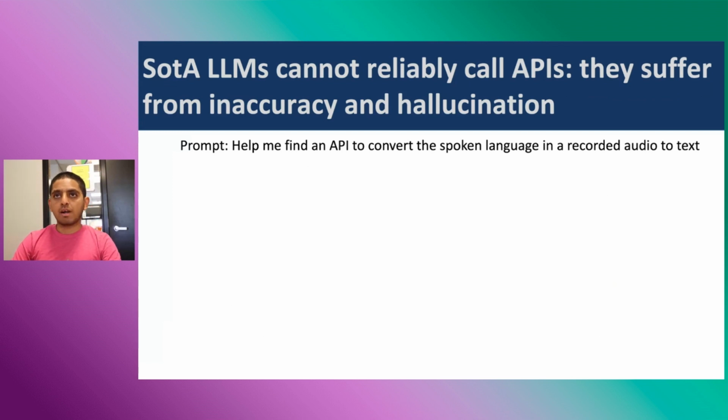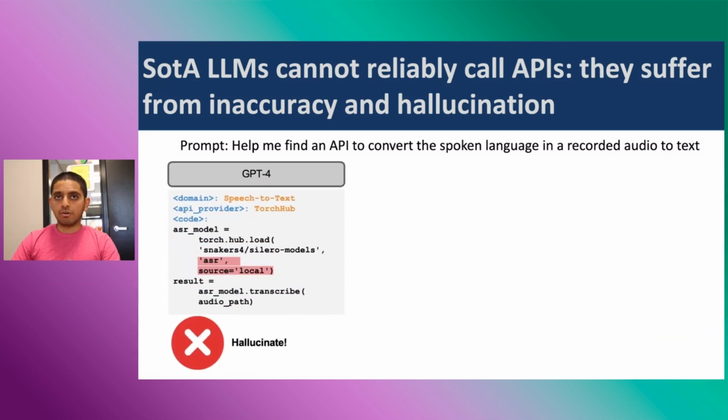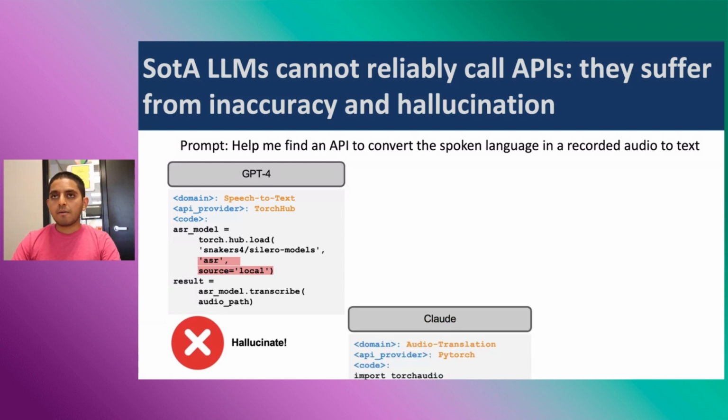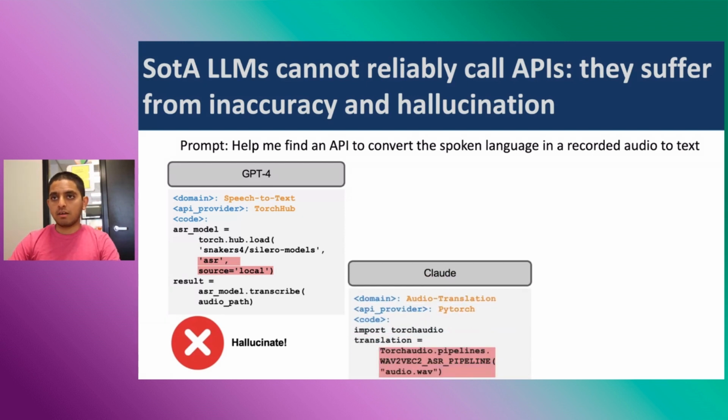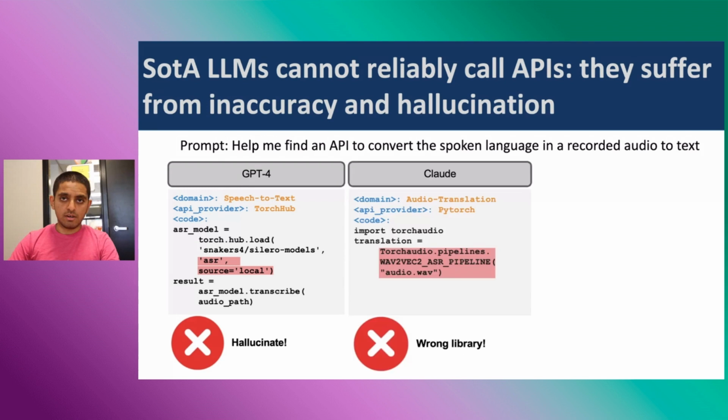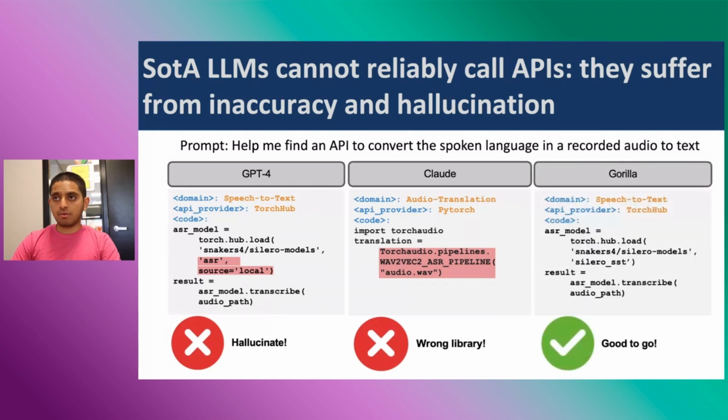The prompt is, help me find an API to convert the spoken language in a recorded audio to text, right? And if you were to ask the same thing to GPT-4, you see that it comes up with a library that does not exist. So this is hallucination. And if you were to ask Claude, then it comes up with a library that is not hallucinated, but it's a wrong library for this scenario. And if you were to ask Gorilla, we can actually come up with the right API call that helps you convert the language from recorded audio to text, right?